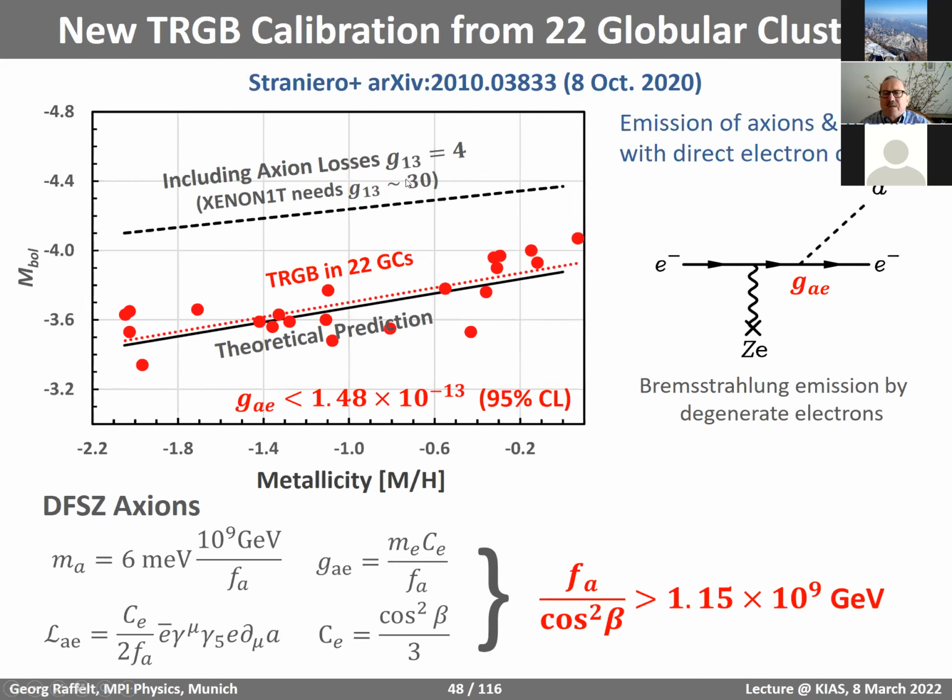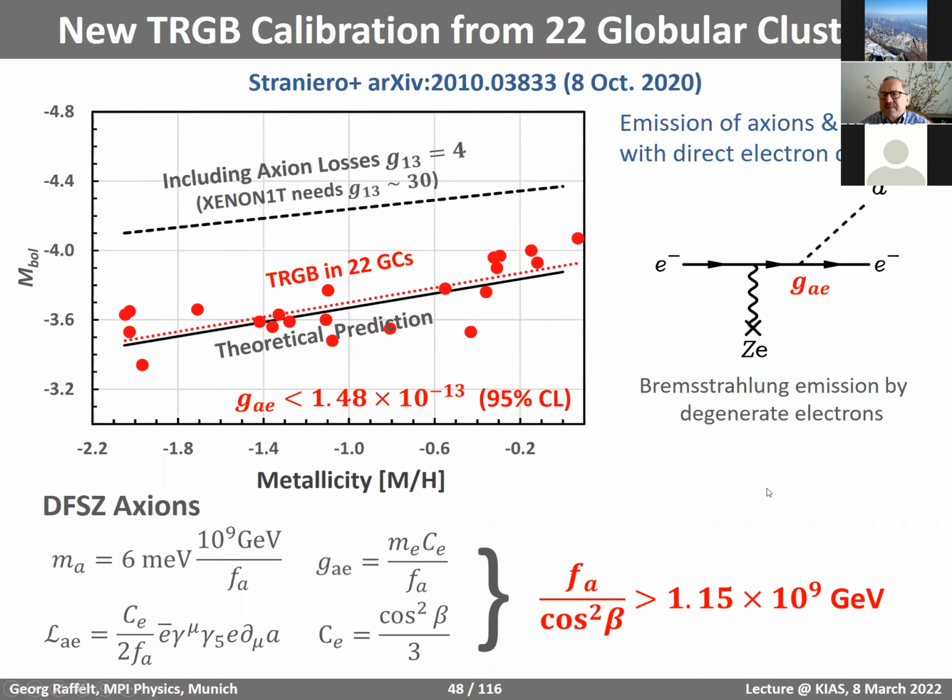On the other hand, including axion losses on that level, which would correspond to this XENON1T anomaly, is completely excluded by such arguments, and one gets a certain limit on the axion-electron coupling constant, which corresponds to something like 6 or so millielectron volt, depending on details, for the DFSZ axions and such.